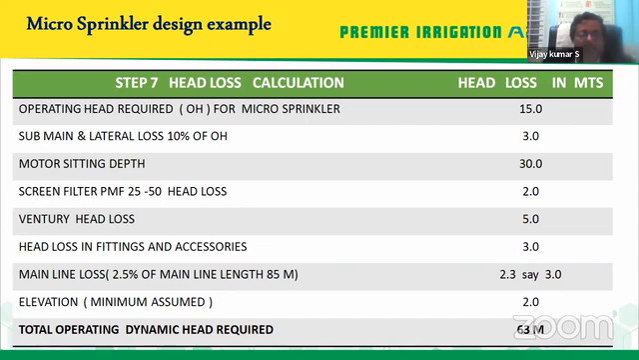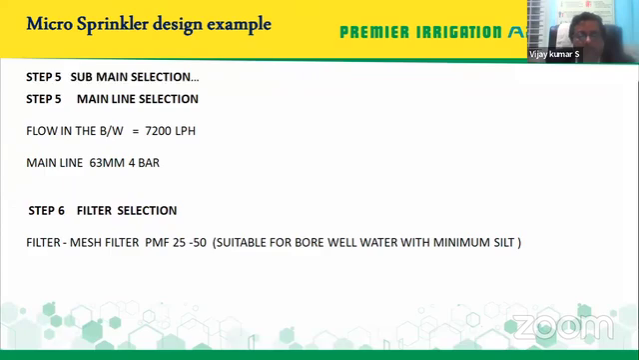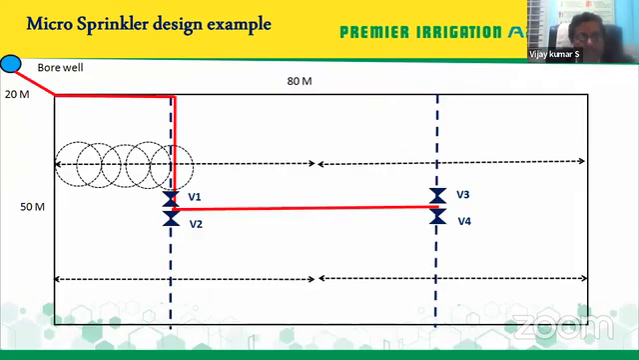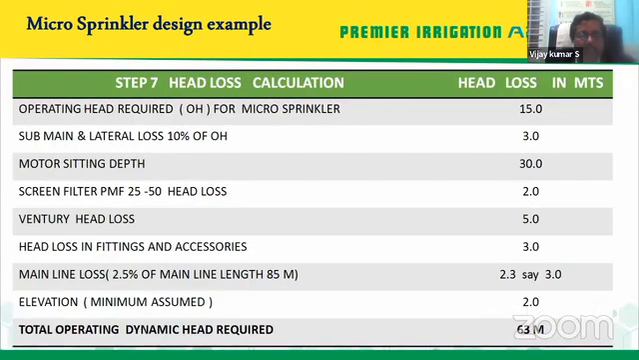And mainline loss will be 2.5% of the mainline length. So that you already have understood in the earlier thing itself. So basically, what is the mainline length? You have to see the distance from this borewell right up to this last point, that will work out to 85 meters. So that distance you can take, and whatever is the mainline length you can calculate. So that 2.5% works out to 3 meters.